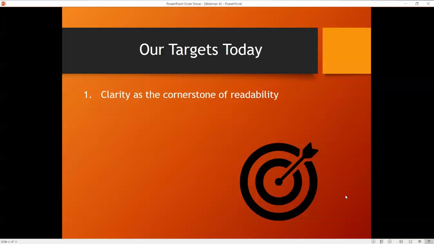Other people pulling that information in, other people thinking about what they can do with it. That's how knowledge is created. That's how knowledge is disseminated. So the clarity is the cornerstone of readability.